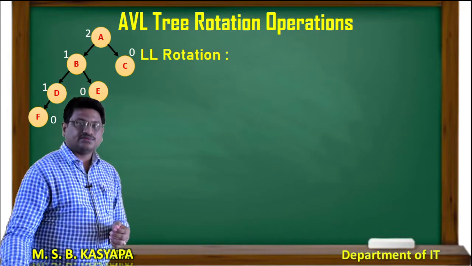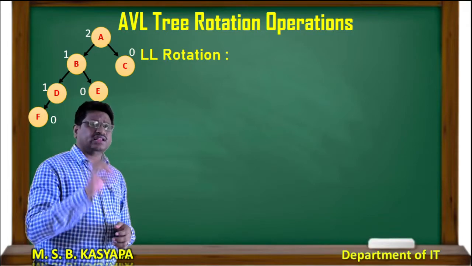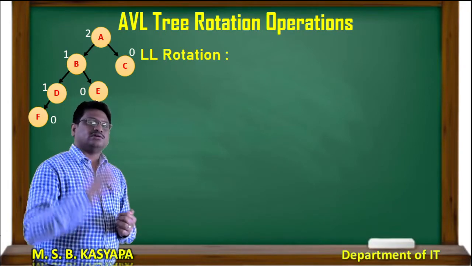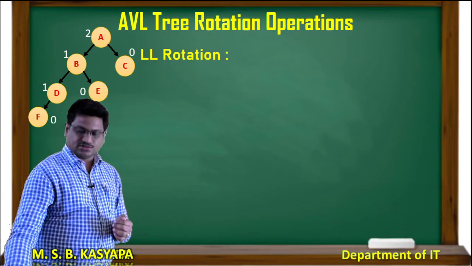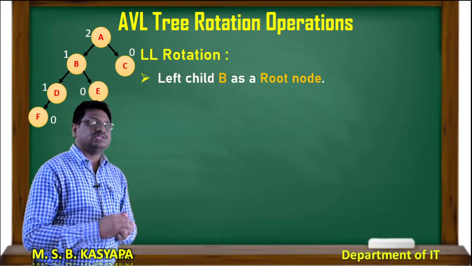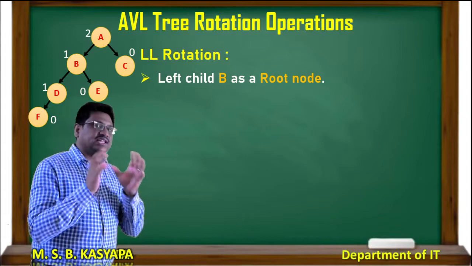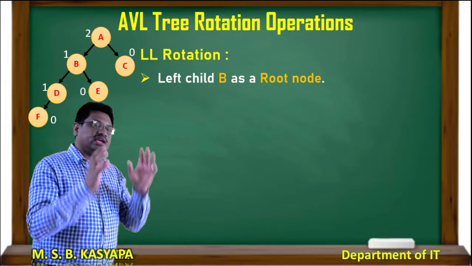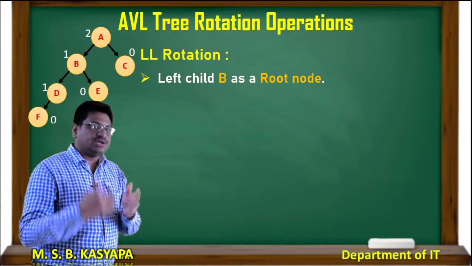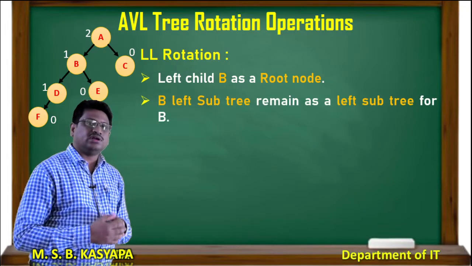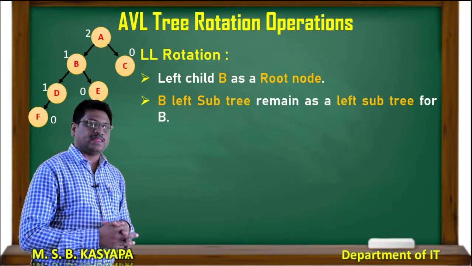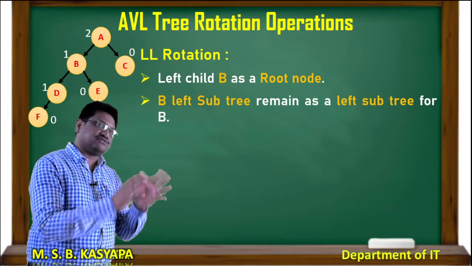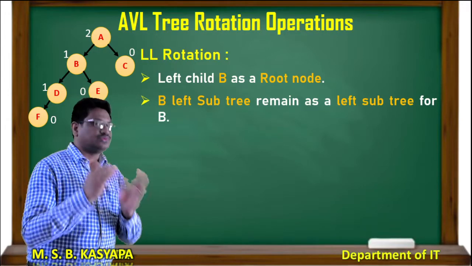So, first what do I have to do? First, the first left child will become the root. First left child is B. So, I am making B the root node. The second step: if it has any left childs, make them left childs of this B. Make them left childs for this B in the new tree also. So, D and F are the left childs for B also. If this new root node has any left childs, make them left childs in the new tree also.